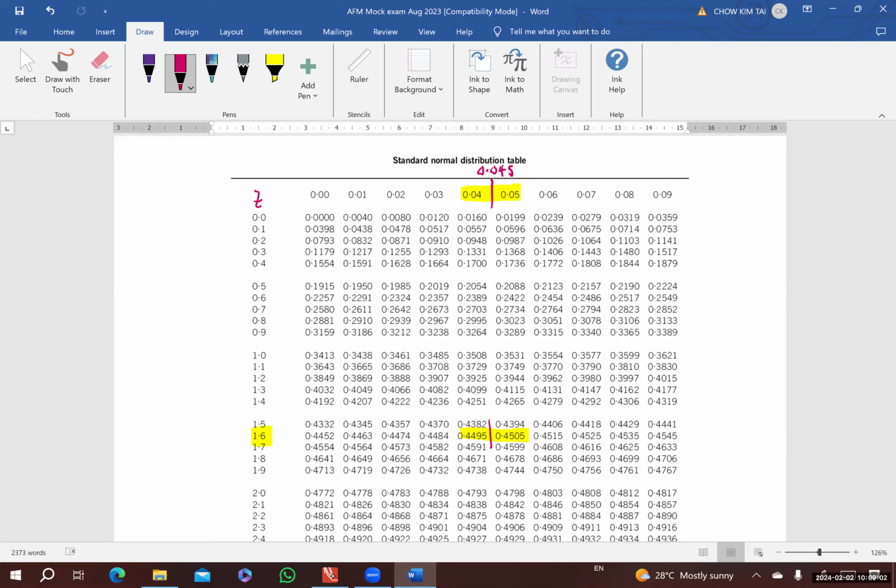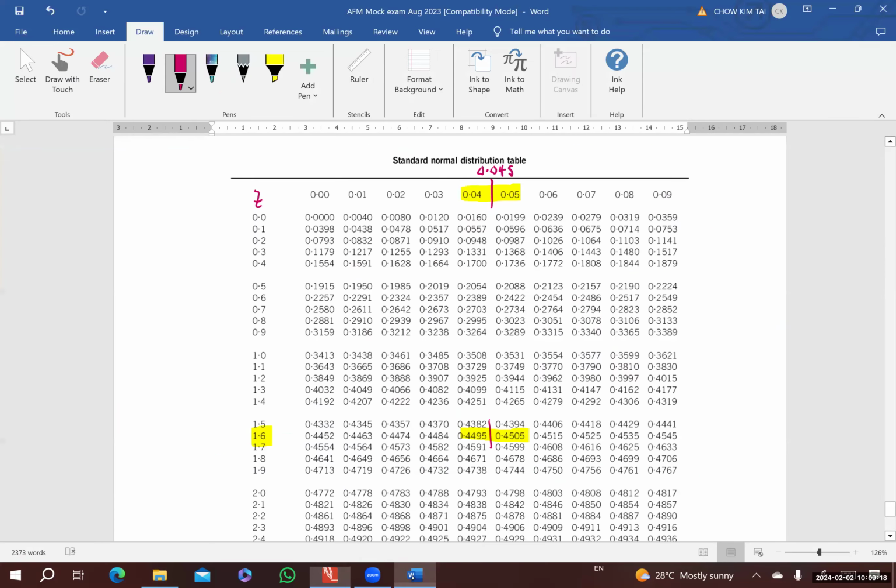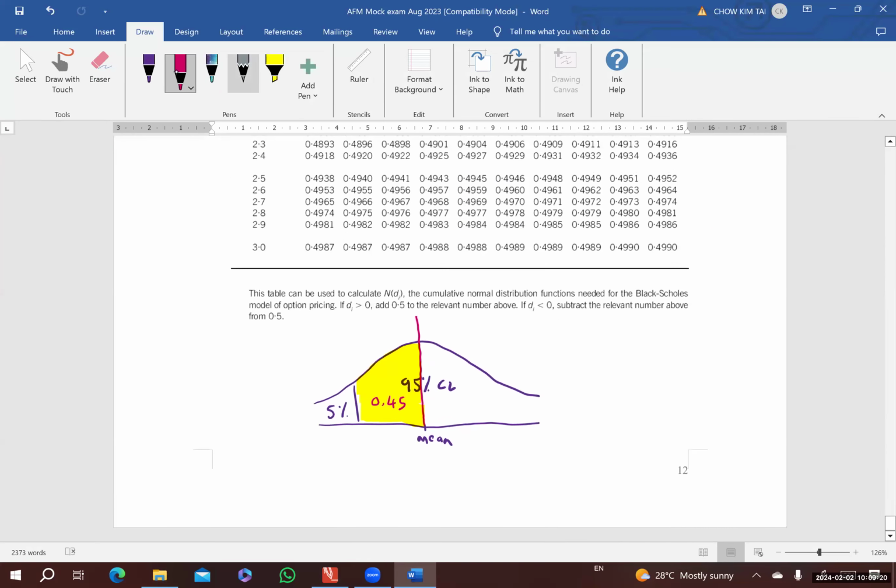So it's 1.645. That's 95%. What about 99%? For 99%, if this is 99%, this is 1%.